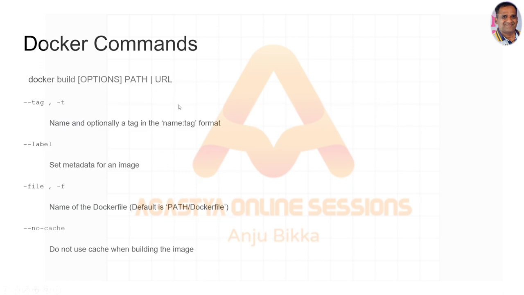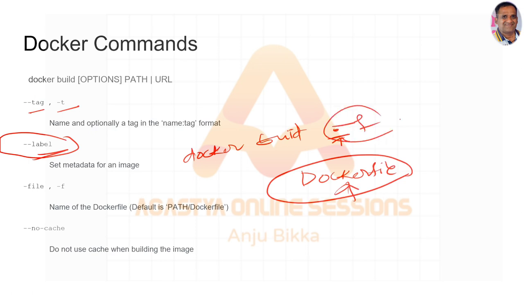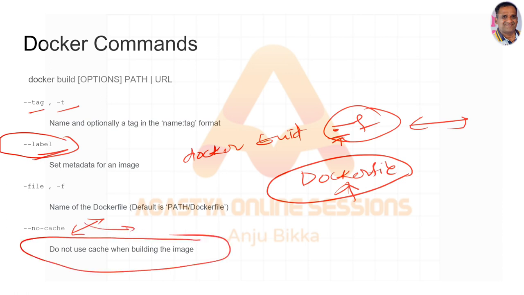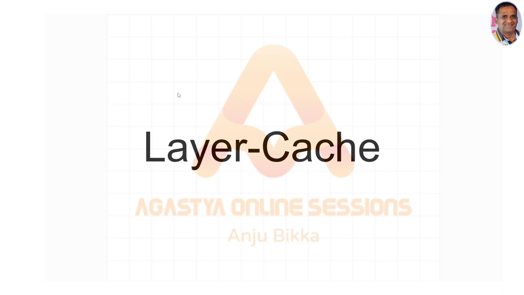And the Docker build command, as we discussed, has options. If you want to tag, use -t. If you want to set labels for the image, you have to use --label. Whenever we use docker build, the dot specifies the current directory. In this case, you have to follow the default file name. If you are using a name other than this, you have to use -f or --file followed by the name of the file. And the cache part we are going to discuss. If you are not going to use the cache, you have to use --no-cache.